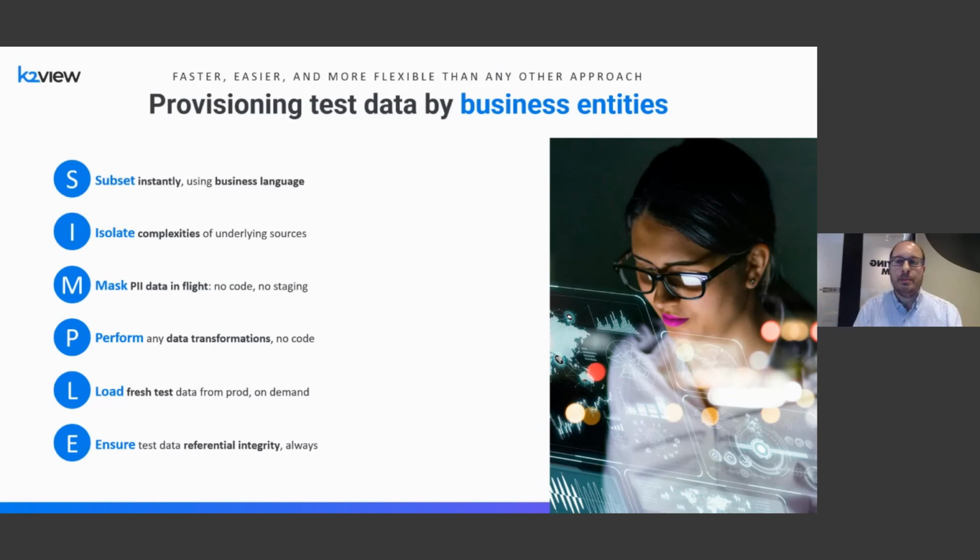It reduces the time to prepare test data dramatically and enables testers to test right away without delays waiting for data sets, thereby accelerating software delivery cycles. It also, I stands for isolating the complexities of the underlying source systems from testers, making it simple and intuitive for testers to perform any operations on the test data. M stands for masking dynamically, in flight, with no coding and no staging environments.